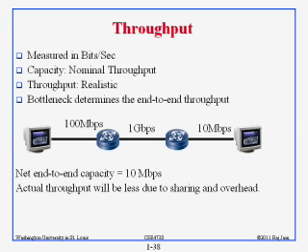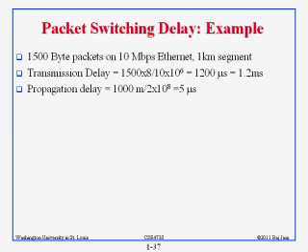Okay? Propagation depends upon the distance and the speed of light. It does not depend upon whether you are going at 10 megabits or 100 megabits. You are still going 2 times 10 raised to 8. By the way, that number 2 times 10 raised to 8, we all remember how.